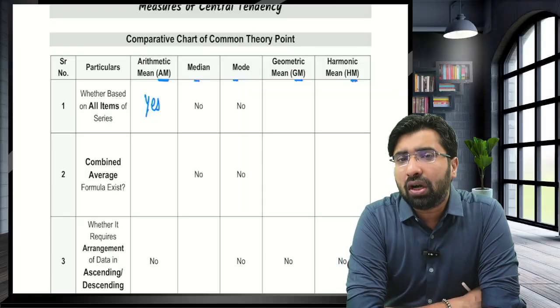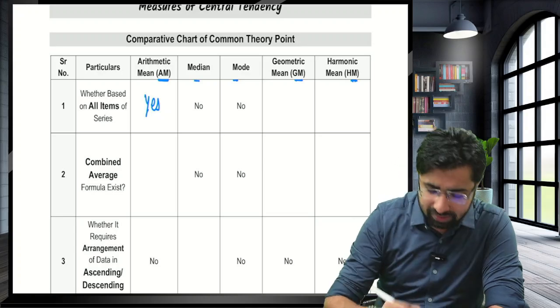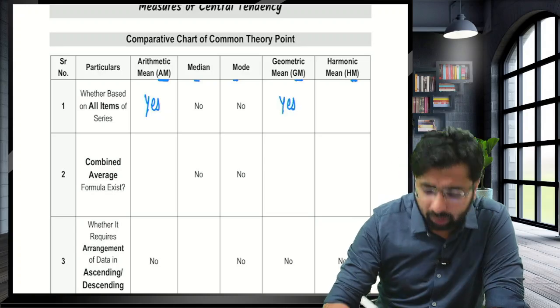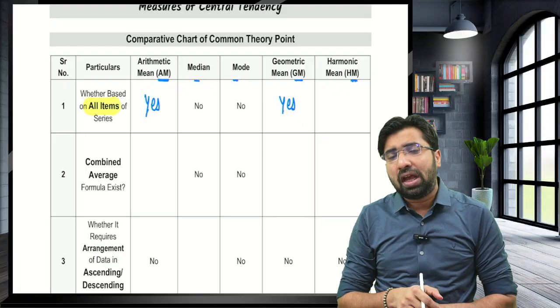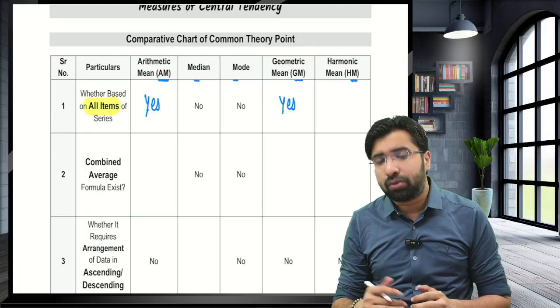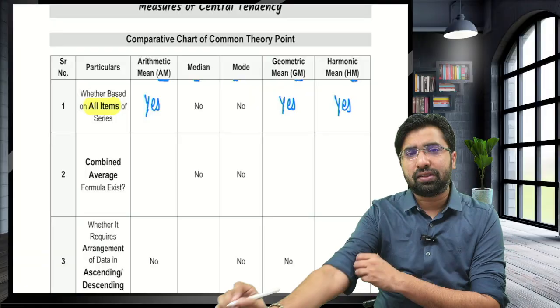Geometric mean is the product of all the observations raised to the power of the nth root. Yes, guys, this also takes all the observations into consideration. Now, what about the HM? Reciprocal of all the observations. Yes, this also takes all the observations into consideration. So, the answer is yes, guys.